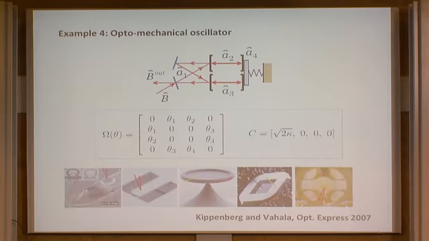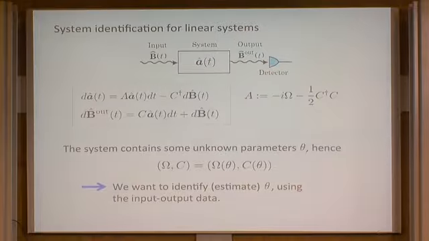Okay, so this is the last example. It's taken from the optomechanical oscillator in the dispersive regime. So this is a little bit artificial for some reason that I'll show later. But here is a system matrix omega and C, which contains 4 parameters to be estimated. Okay, so those are the examples. So let's move back to the general situation. I'm just describing the problem.